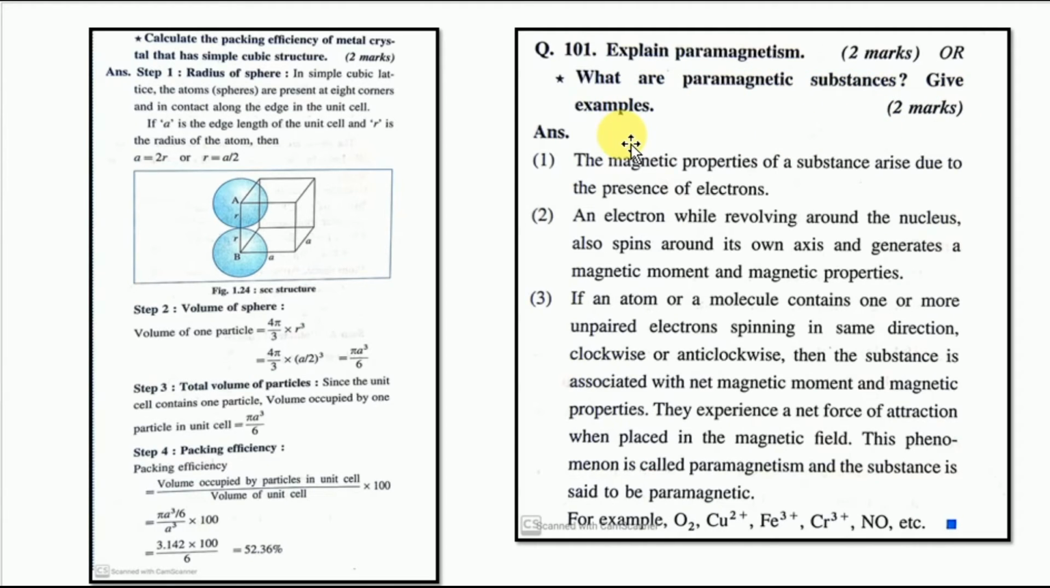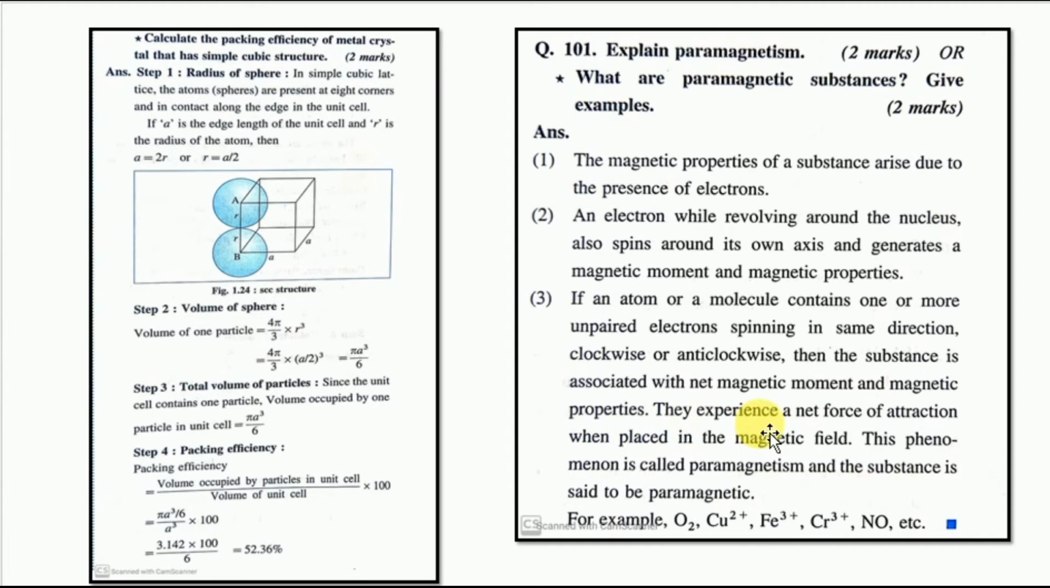So next question is, what are paramagnetic substances? Give examples. Your answer is, first, the magnetic properties of a substance arise due to the presence of electrons. An electron, while revolving around the nucleus, also spins around its own axis and generates a magnetic moment and magnetic properties.